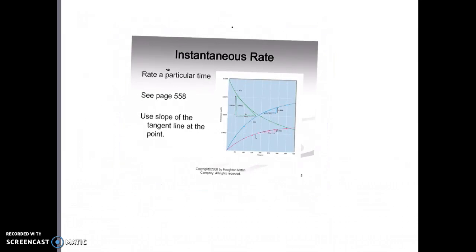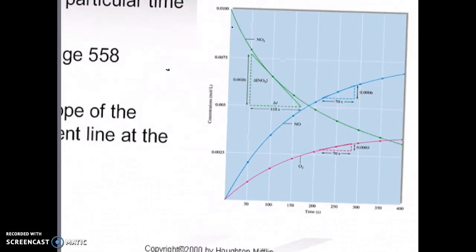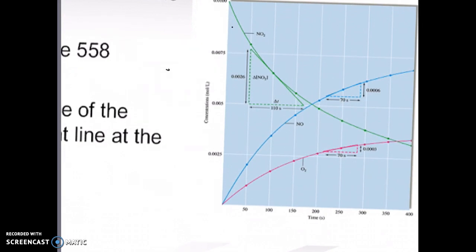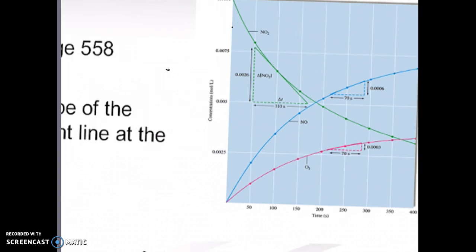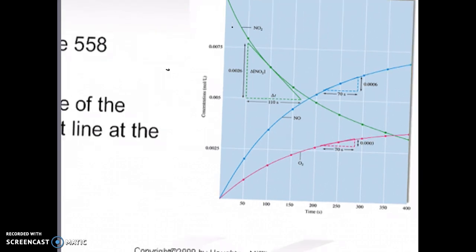There we go. And you'll notice that if you take the rise over the run, that might be a little bit clearer. If you take the rise over the run, that's how you get the slope, and you would find the rate from the slope of the tangent line.